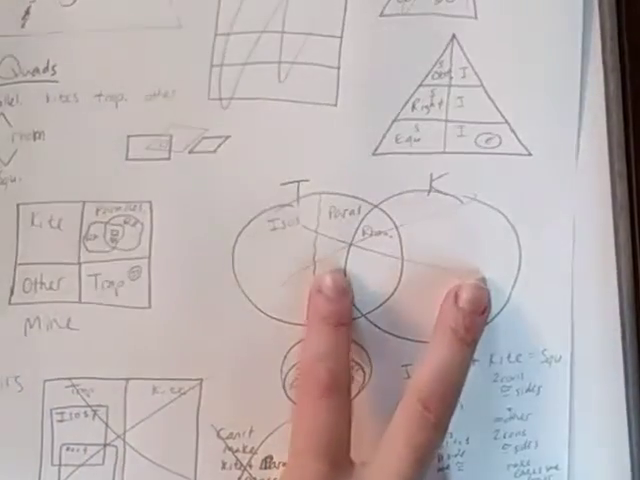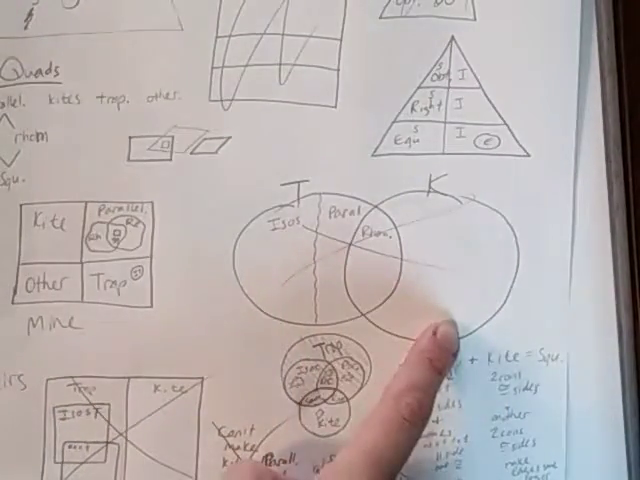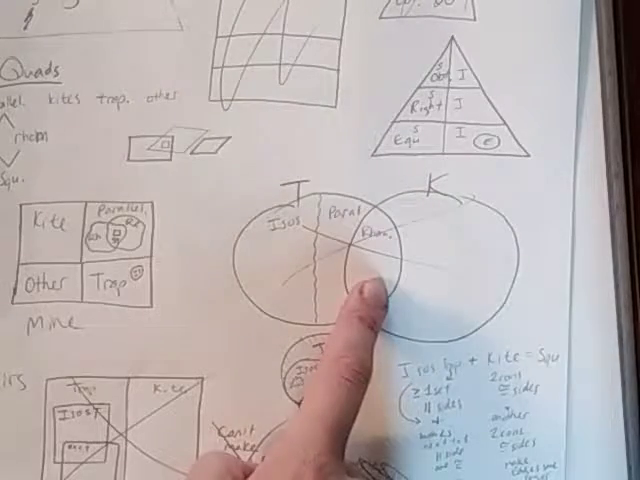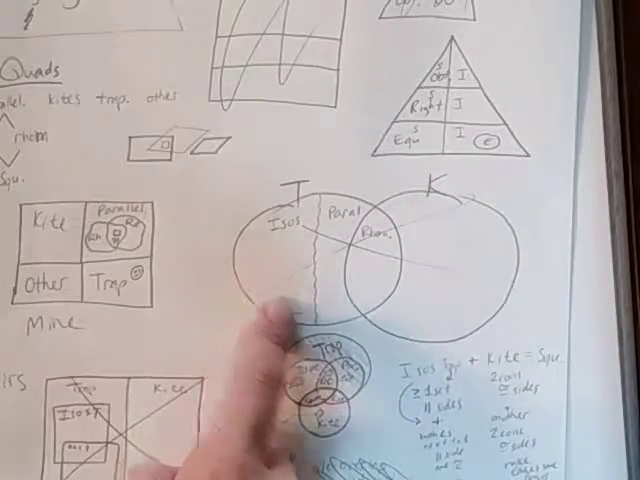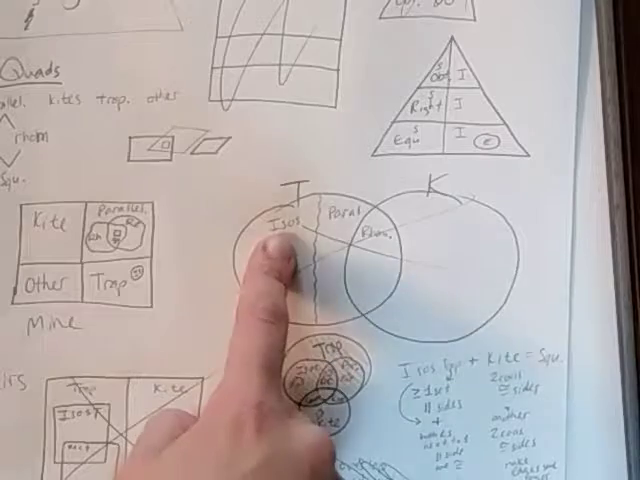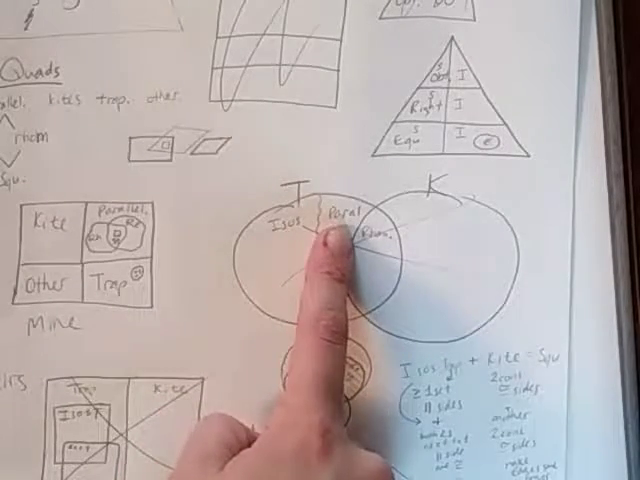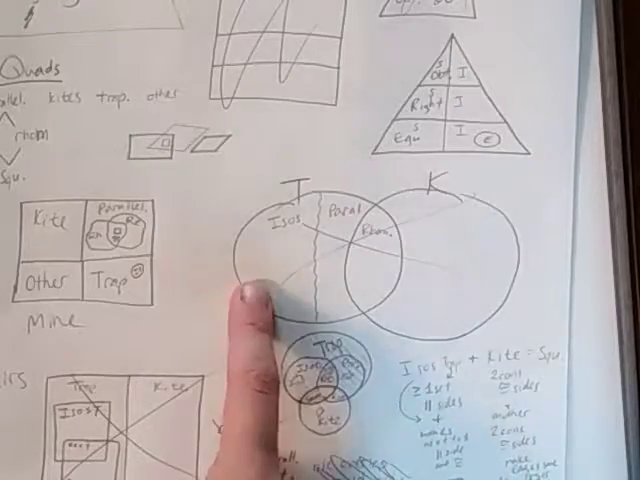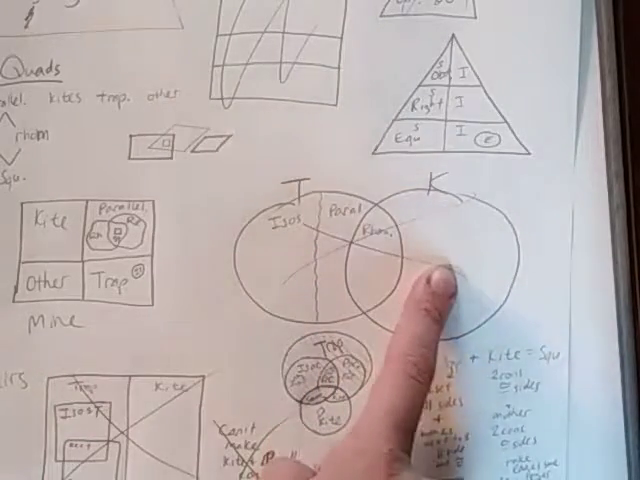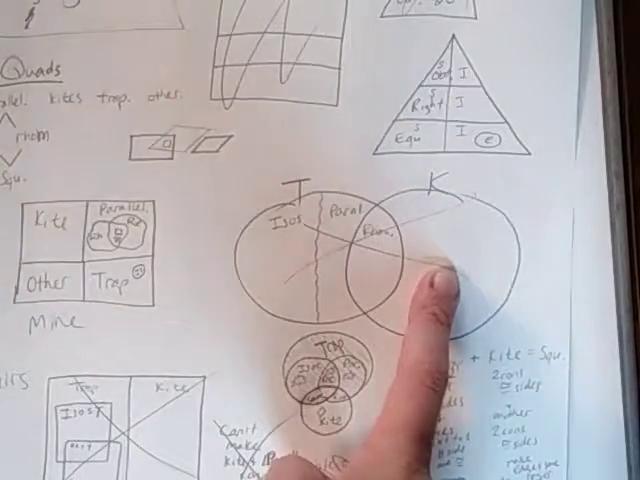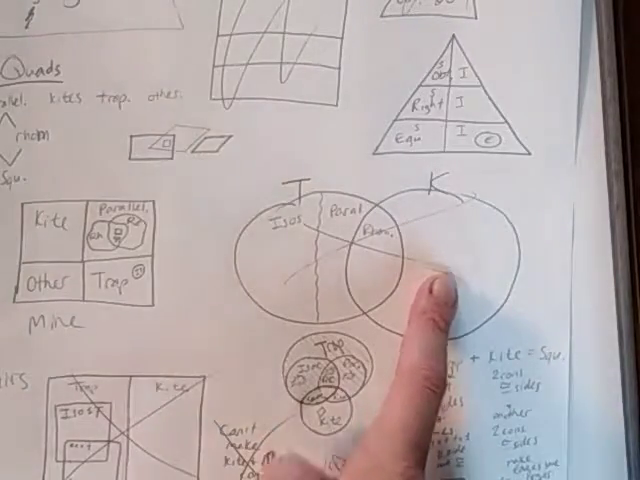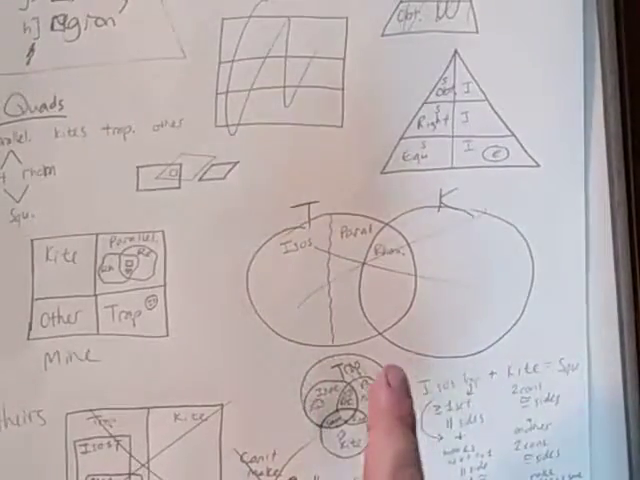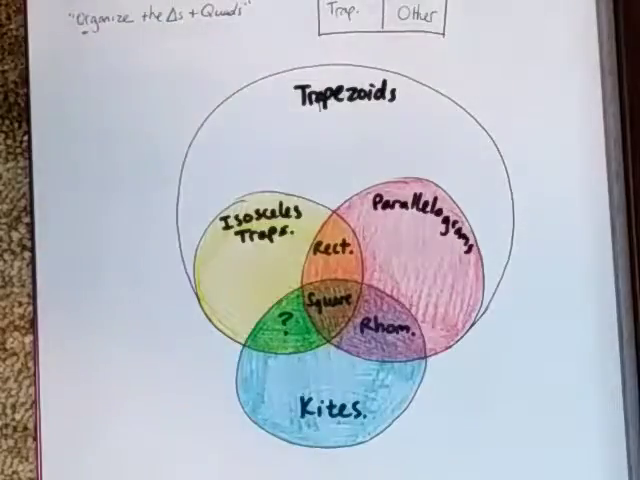I tried the regular circle overlapping Venn diagram, and again, this didn't work for me because I broke the trapezoids down into the isosceles trapezoids and the parallelograms. But again, eventually in the book's classification, the isosceles trapezoids have to intersect the kites to eventually make a square. So I was like, okay, this doesn't work either. What if I try a 3-part Venn diagram? And so I ended up with this.